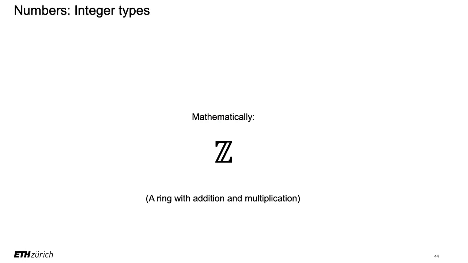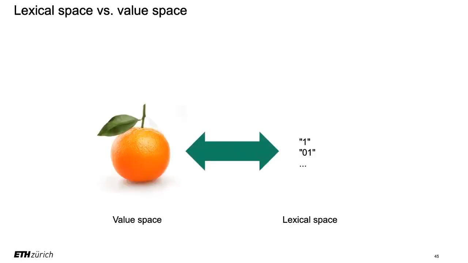All right, that's the strings. Now, the integers. So mathematically, integers are basically the set Z, which is a ring with addition and multiplication. And we can actually use addition and multiplication in the SQL language, which is really nice.